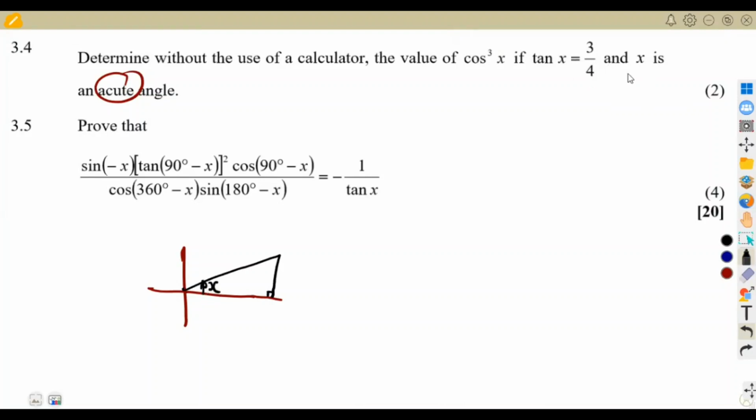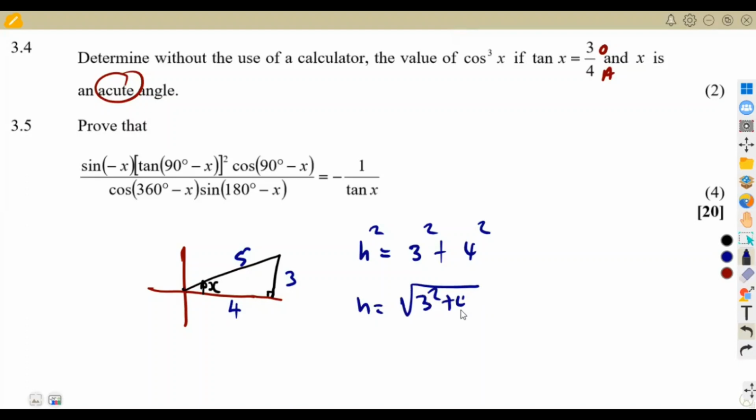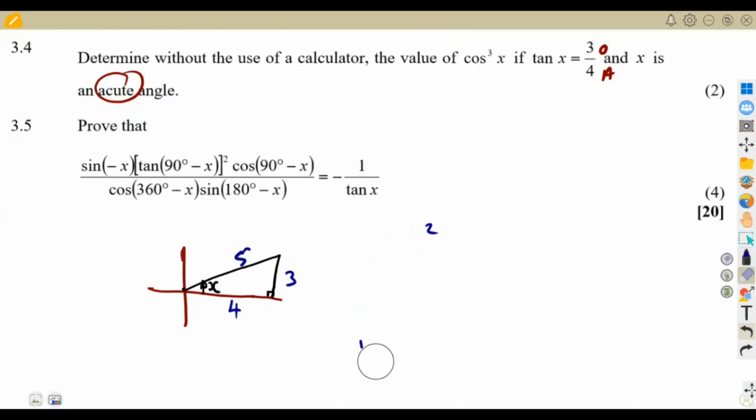So remember that tan is opposite over adjacent from our SOH CAH TOA. So we've got opposite over adjacent, which according to this x, the opposite is 3 and the adjacent is 4. You apply your Pythagoras theorem to calculate the third side, 3, 4, 5. So it's going to be 5 here if you apply your Pythagoras theorem. h squared is equal to 3 squared plus 4 squared. So meaning to say h is going to be the square root of 3 squared plus 4 squared, which is going to be 5. So that is how you can have your h.